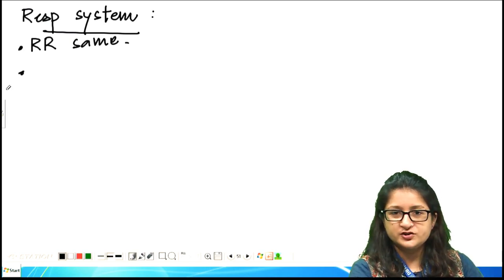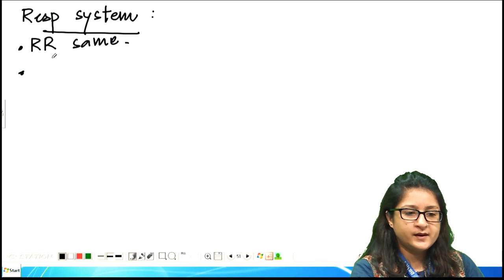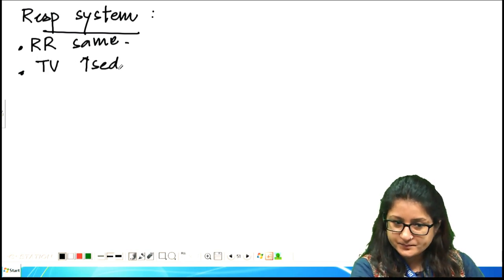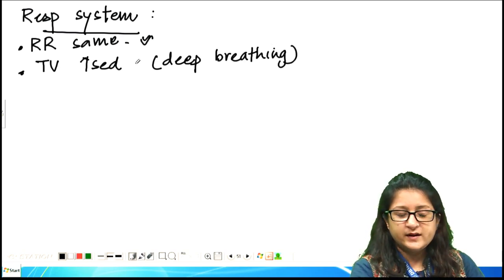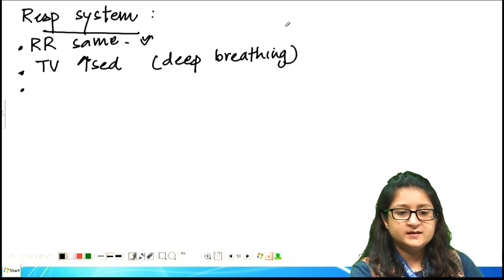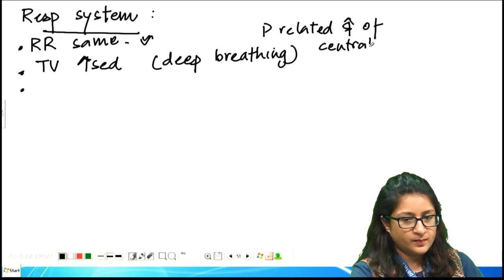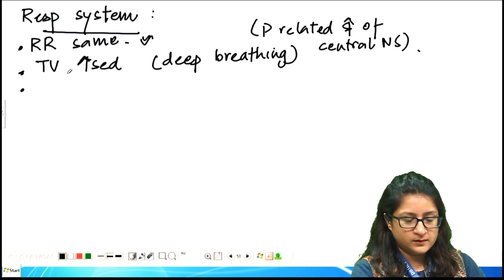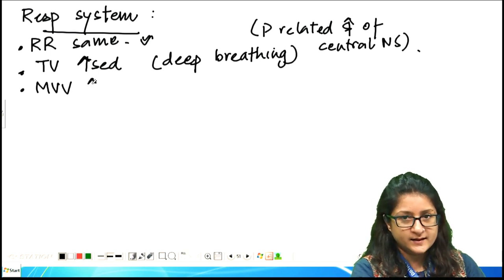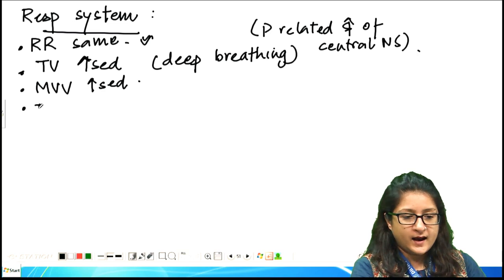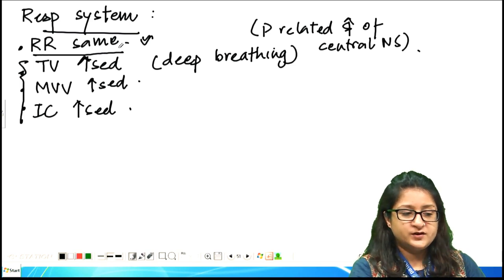So how is oxygenation increased? By taking deep breaths. What does that mean? That tidal volume is increased. So there is deep breathing, but the respiratory rate remains the same. This is progesterone related, stimulation of the central nervous system that leads to increased tidal volume, and minute ventilatory volume, minute volume, is increased. And inspiratory capacity is increased. So these three things are increased and respiratory rate remains the same.